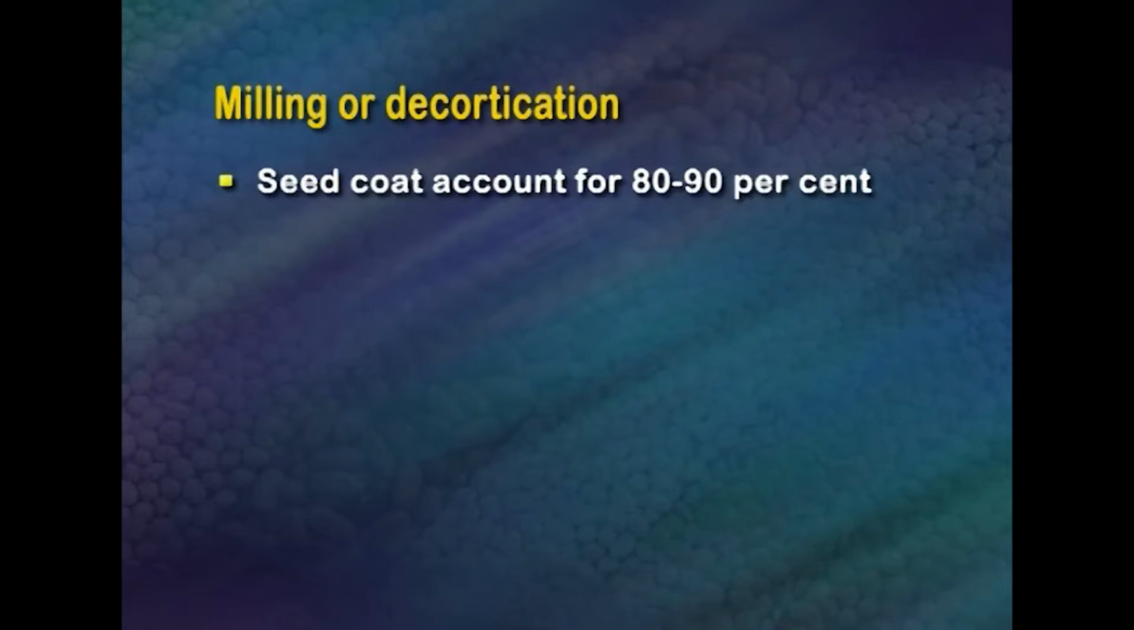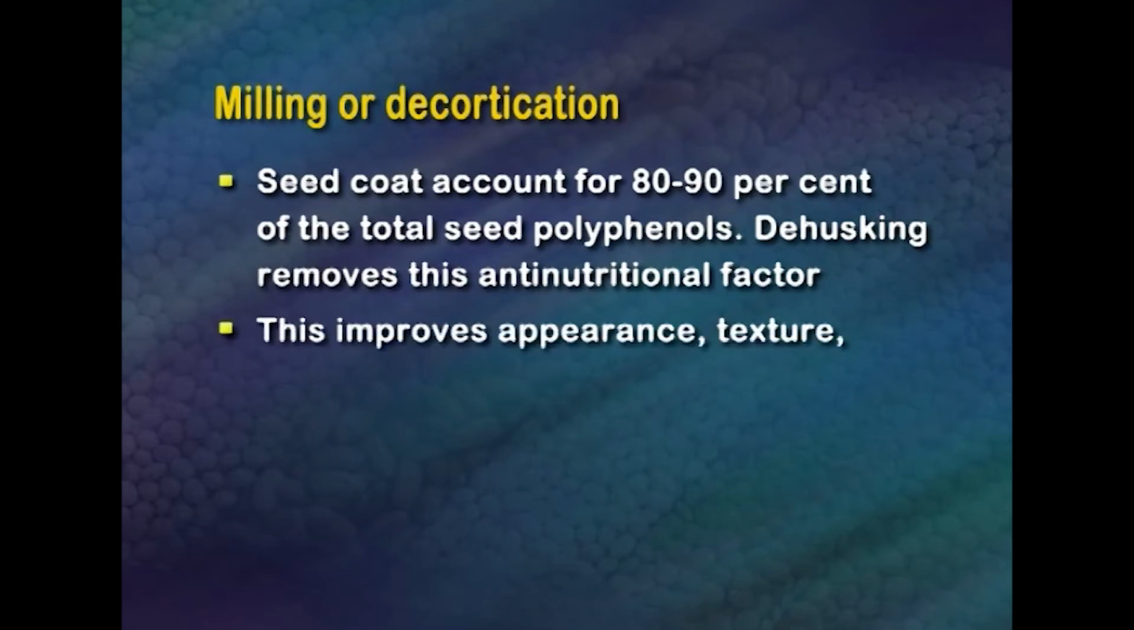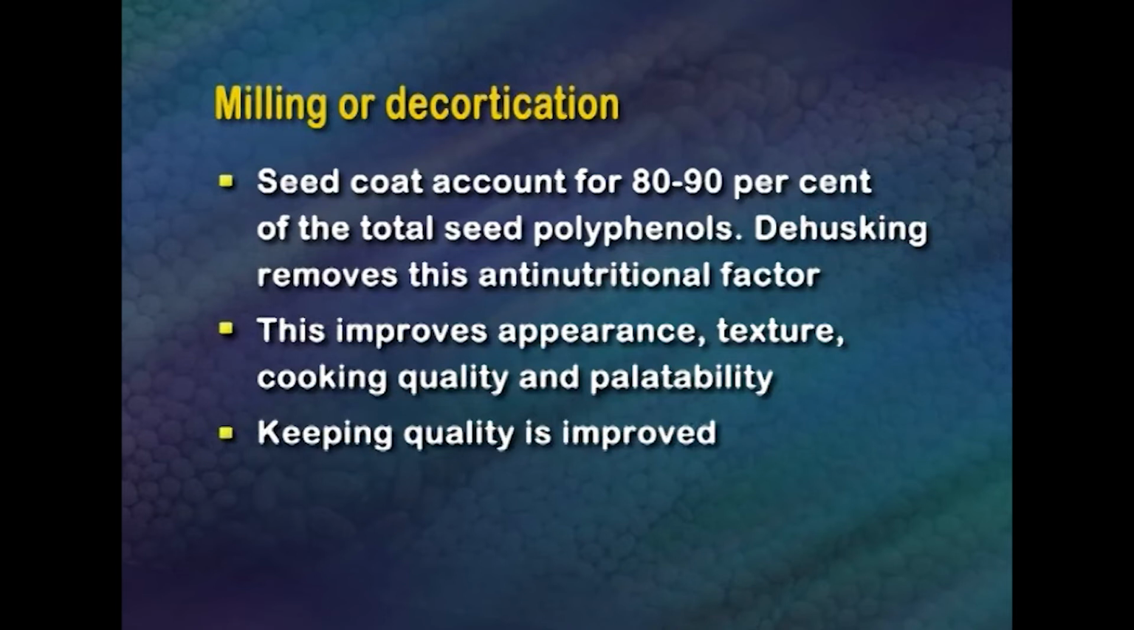Seed coat accounts for 80 to 90% of total seed polyphenols. So, dehusking removes anti-nutritional factors and this improves appearance, texture, cooking quality and palatability, and the keeping quality is also improved. However, in dehusking, the germ may be removed with the skin and may result in loss of thiamine.